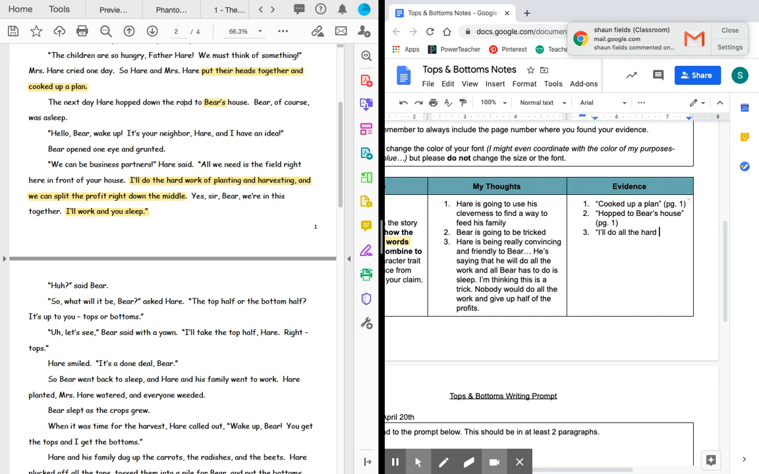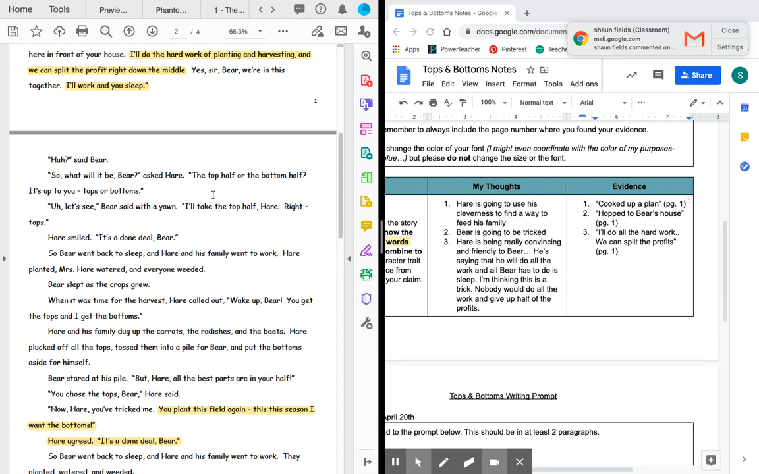I'll do all the hard work. We can split. Okay. It just doesn't, that's showing how he's clever. The author is using this speech of Hare's to say, hey, Bear, yeah, let's do this. We're going to be great. I'll do everything. And really, that's a trick because no one would do that. That's ridiculous to say, yep, I'll do everything. You just hang out and then you'll get something in return.